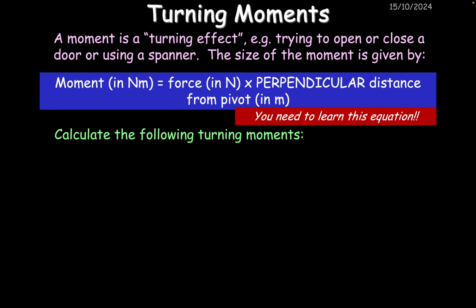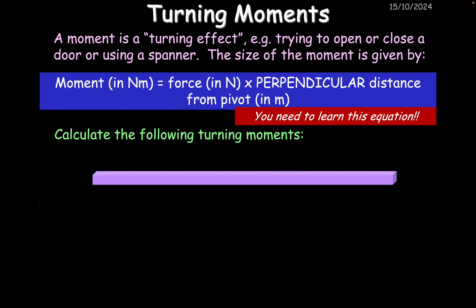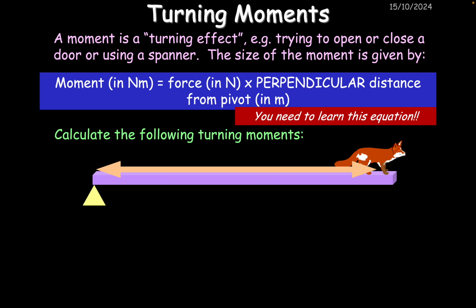So to calculate the following turning moments, if you have a plank of wood and the pivot is there, they haven't shown you the whole plank, but just say that's the point about which we're going to calculate the distance. You've got a fox standing at the other end, and the distance of the fox to the pivot is 5 meters. We know the weight of the fox, in this case 100 newtons, or 10 kilograms.